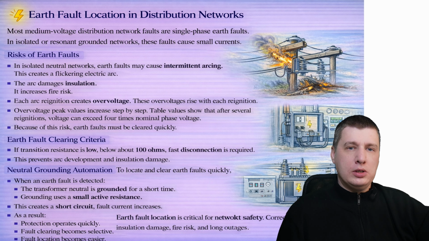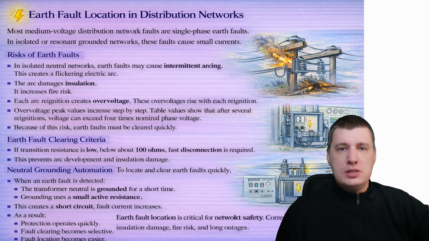In isolated neutral networks, earth faults may cause intermittent arcing. This creates a flickering electrical arc. The arc damages insulation. It increases fire risk. Each arc reignition creates overvoltage. Those overvoltages rise with arc reignition. Overvoltage peak values increase step by step. Table values show that after several reignitions, voltage can exceed 4 times the nominal phase value. Because of this risk, earth faults must be cleared quickly.